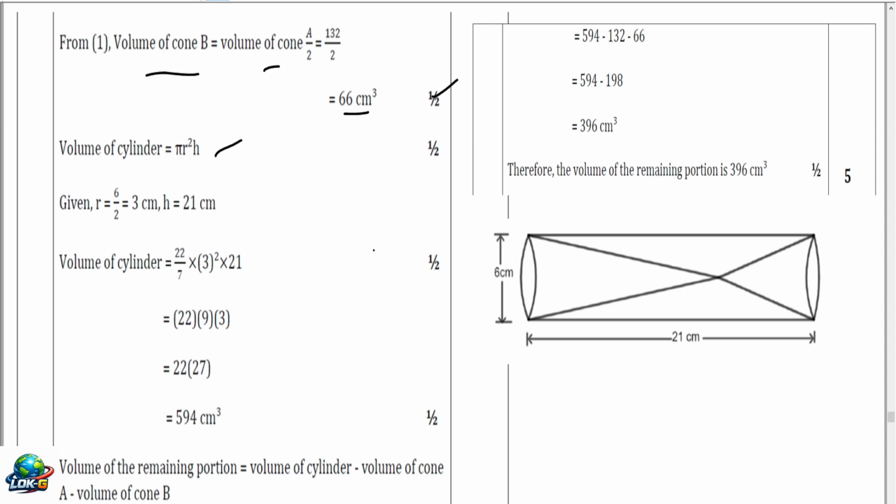Volume of cylinder is pi r square h. r is 3 centimeter, h is 21 centimeter. Volume of the cylinder is 22/7 into 3 square into h is 21. You will get 7 1s are 7, 3s are.